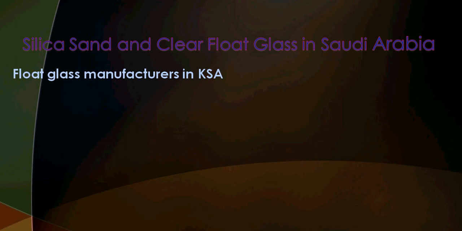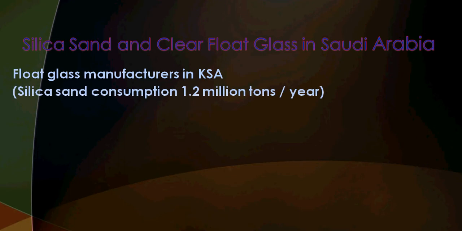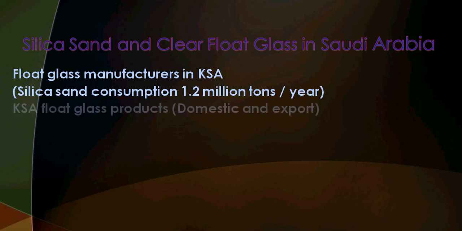Silica sand for clear float glass in Saudi Arabia: you have to get a very good understanding of float glass. It is not one thing. Float glass is produced for different purposes, with different qualities. There are 5 large manufacturers of float glass in Saudi Arabia, and total consumption of silica sand is 1.2 million tons per year. Saudi Arabia float glass products are used inside Saudi Arabia as well as for export.